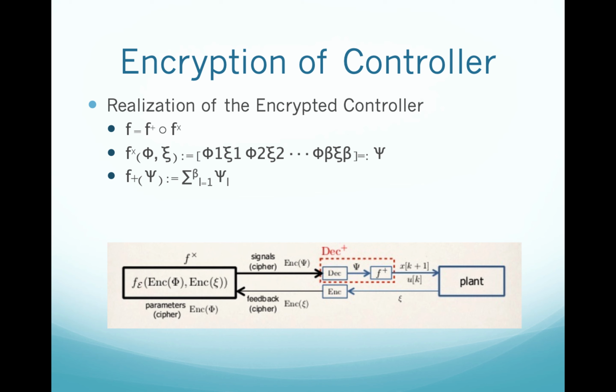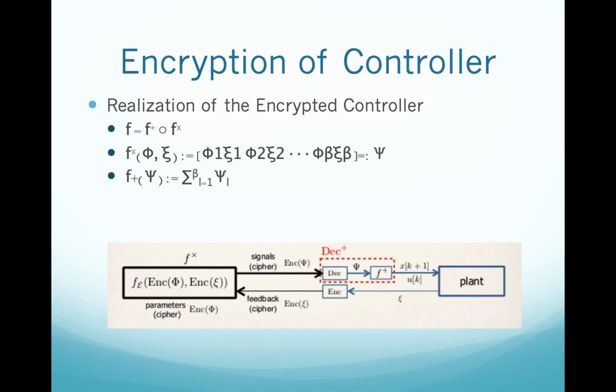And where that multiplication is defined in the controller, Fx is going to be our phi xi, which we realize to be our psi. And then from the linear combination of the matrix phi and that vector xi, phi times xi is going to equal the summation of phi times xi.